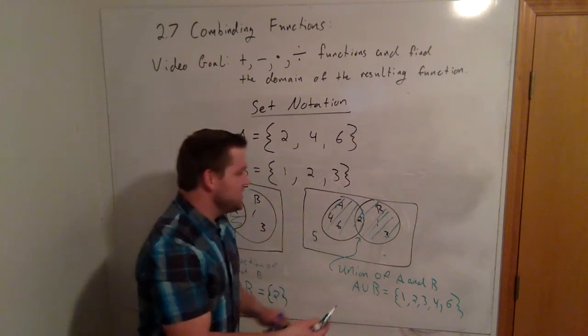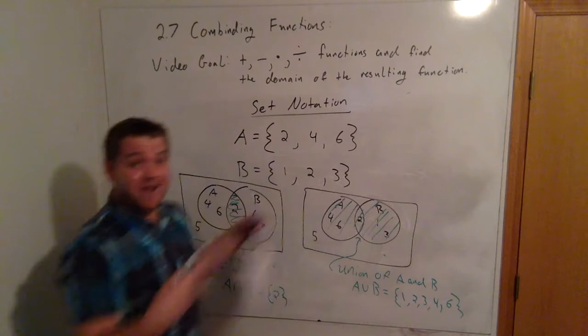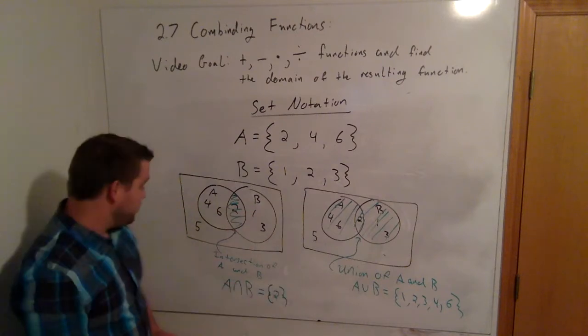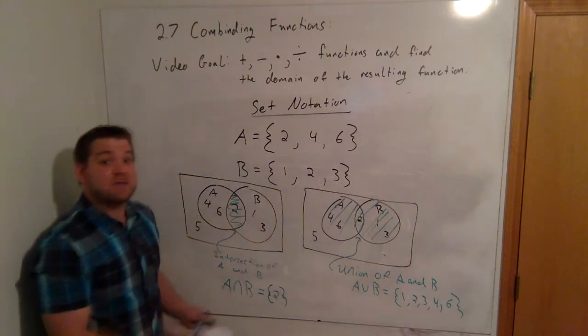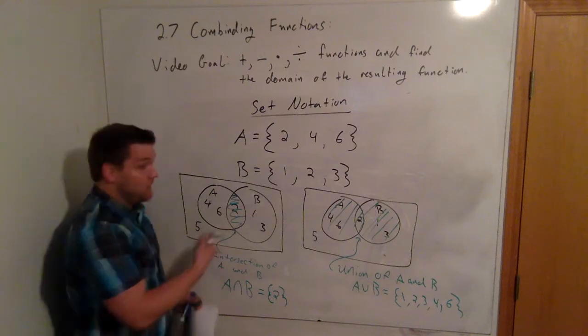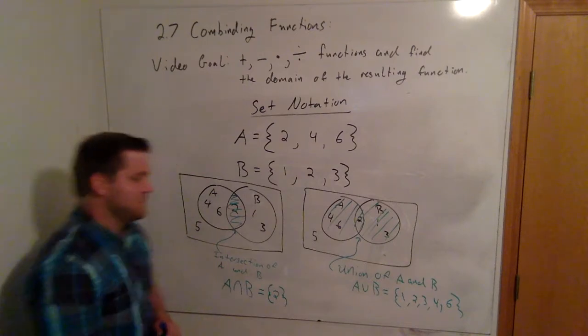So the union is everything. Everything she has, everything I have, everything we have together. What would be the intersection would be just everything we got together. So that would be like the couch and the TV. That's how I like to think of it.